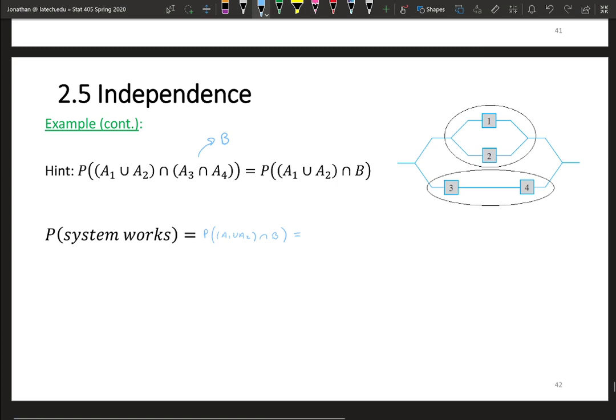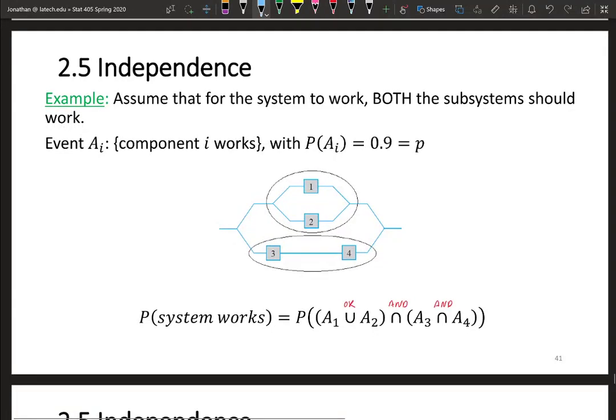It should be 1 or 2 and 3 and 4, because in the example at the top here, it said assume that for the system to work, both the subsystems should work. Sure, if it were a circuit diagram and they were in parallel, you could have either one working. But here, the problem explicitly says both subsystems must work. So good question. That middle one is an and because of this both phrasing right here. Both subsystems means that this should be an and, i.e. an intersection right there.